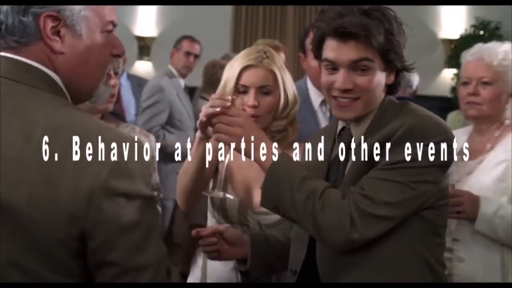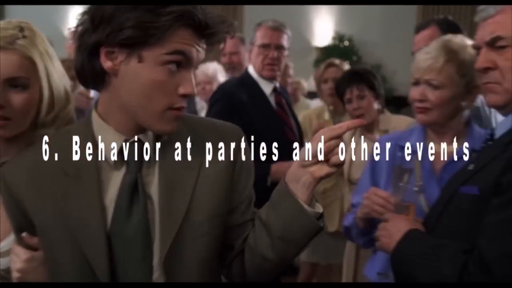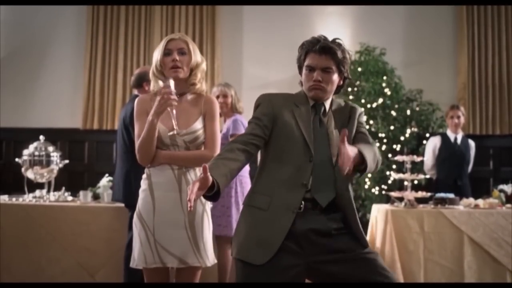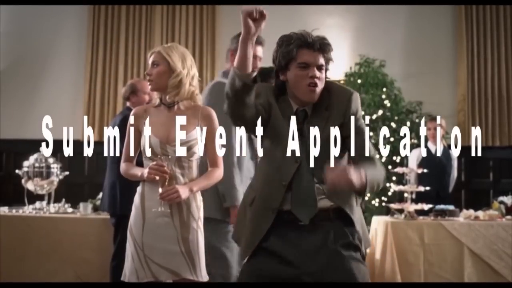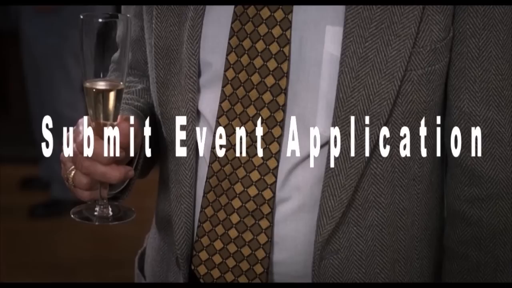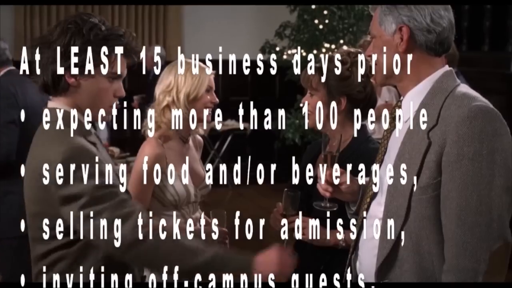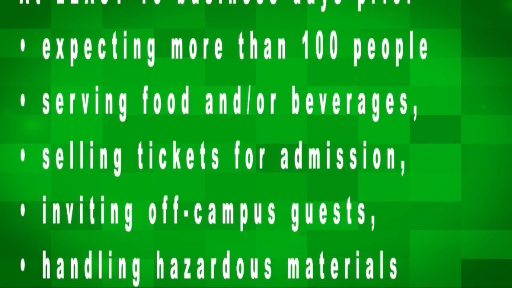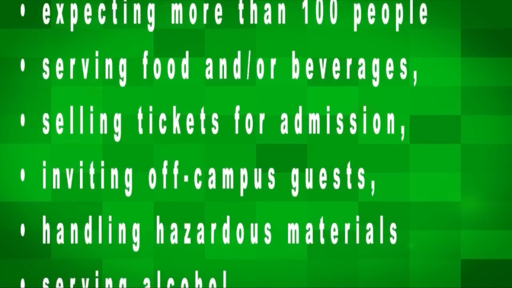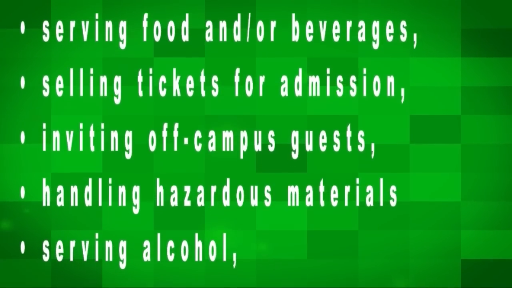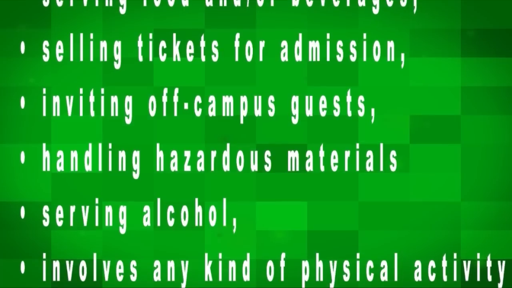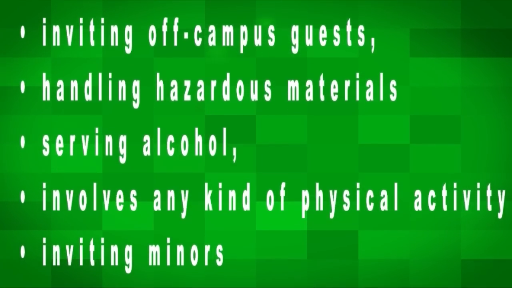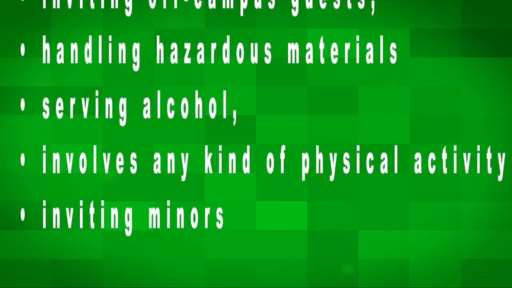The sixth topic is behavior at parties and other events held by a student organization. Much of this topic is indirectly covered in previous sections: alcohol, sexual abuse, hazing, etc. If a student organization is holding an event, which is generally anything more than a meeting of members, on campus, it must submit an event application at least 15 business days prior to the event if the event is considered at least a little risky to people or facilities, which may include expecting more than 100 people in attendance, serving food and or beverages, selling tickets for admission, inviting off-campus guests, handling hazardous materials like fire, a sledgehammer, etc., serving alcohol, involves any kind of physical activity like dancing, flag football, basketball tournaments, etc., or inviting minors.